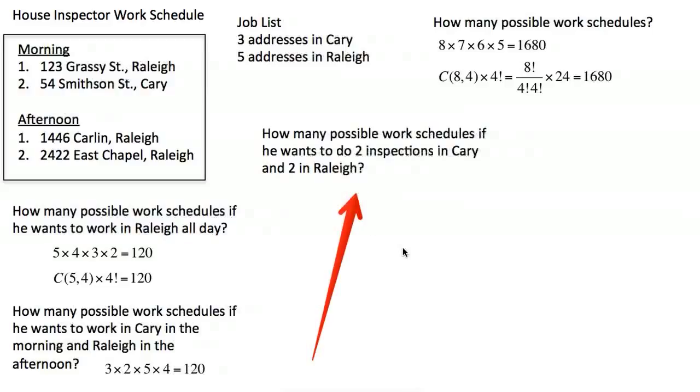How many possible work schedules if he wants to do 2 inspections in Cary and 2 in Raleigh? No specification as to when the Cary ones and when the Raleigh ones would be. So we have to have 2 Cary addresses and 2 Raleigh addresses among the four, but they can go anywhere.